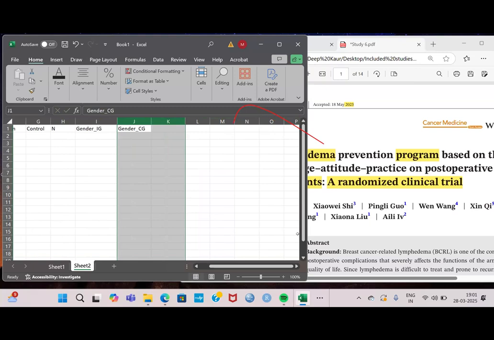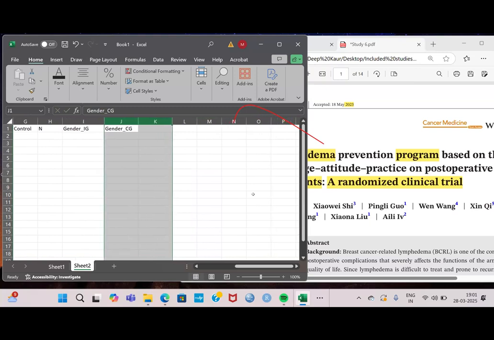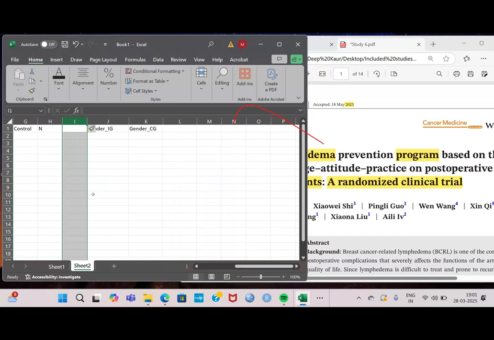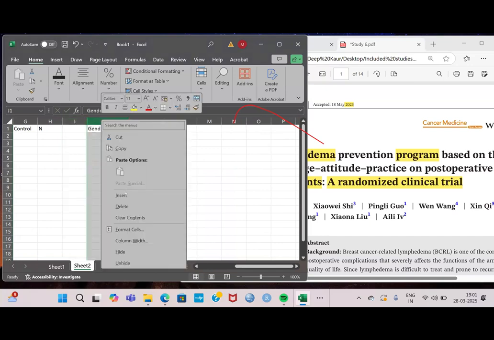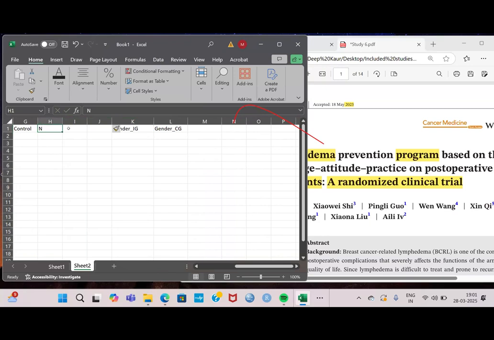So what else do we need? We also need age. One thing we have missed here that is very important. I will insert two more columns. So the total sample size, but how many samples are in the IG group and in the control group, because they have randomly divided the sample size into two groups. So we need to report that also.